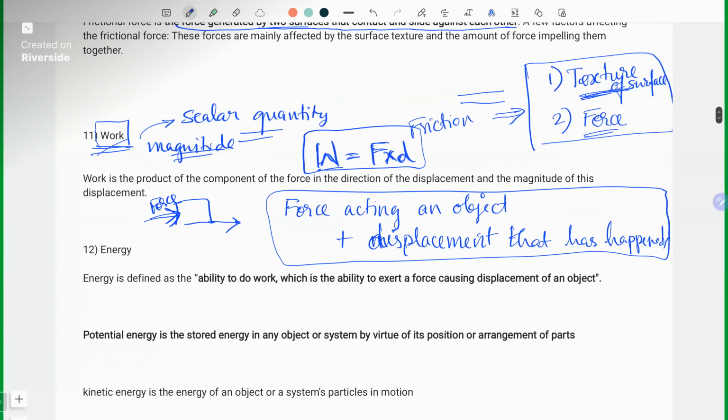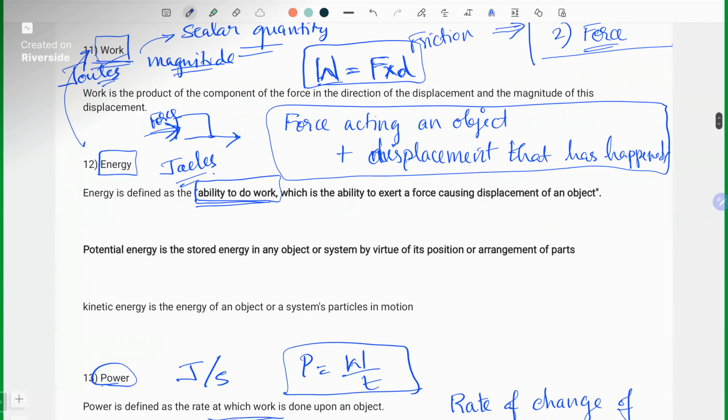For work, it is joules. And for energy also, we use joules. See, energy is basically an ability to do work. Even in physics, it is the same. An ability to do work. That is energy. And there are two kinds of energy, which are potential energy and kinetic energy. Can someone explain what is potential energy and kinetic energy in simple words? Kinetic energy is dynamic, ma'am.